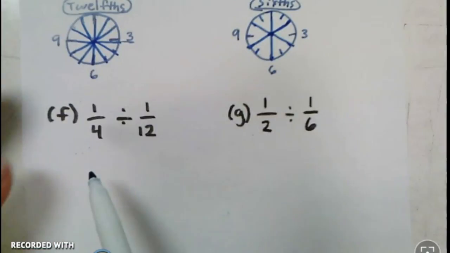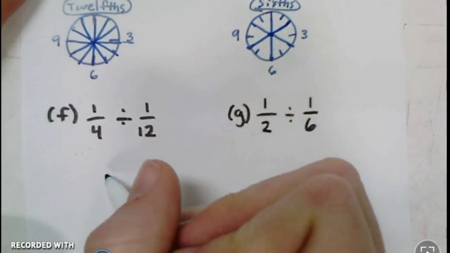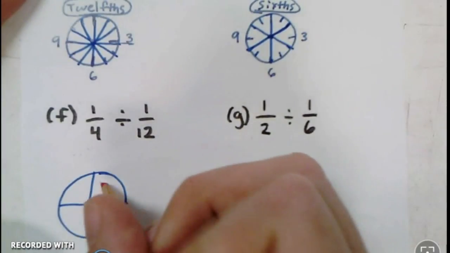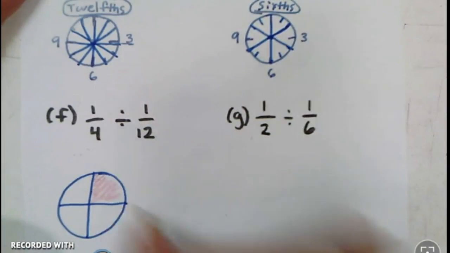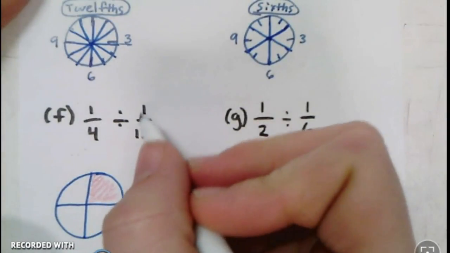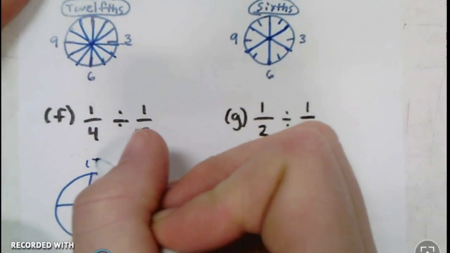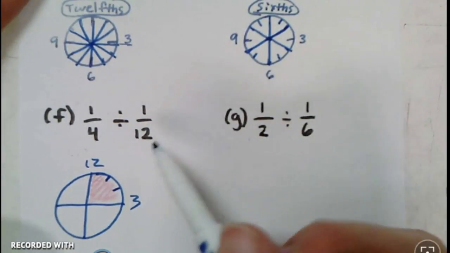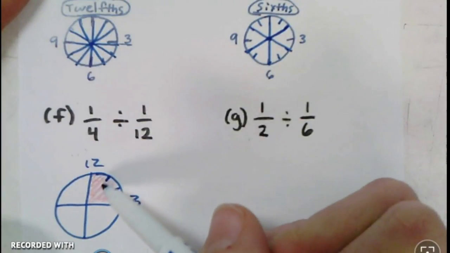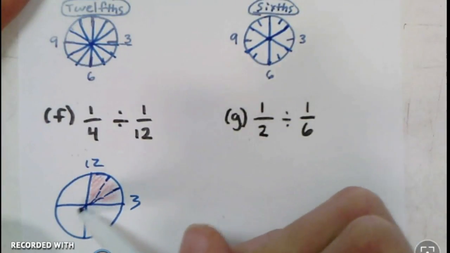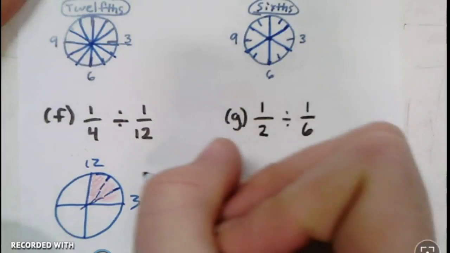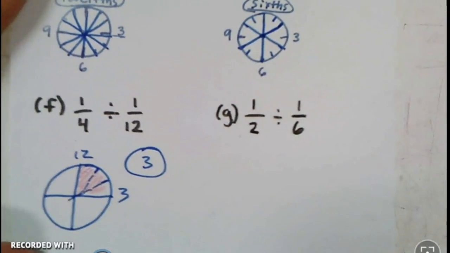So we've got 1/4 divided by 1/12. Okay, 1/4. Gotten really good at these fourths. I'm going to shade in 1/4. And we're going to split that, divide that into 12ths. So remember, if this was my 12 o'clock and this was my 3 o'clock, there's 2 little lines in between it. And for 12ths, we draw all of those in as lines. So that means that there would be 1, 2, 3 of those 1/12ths.